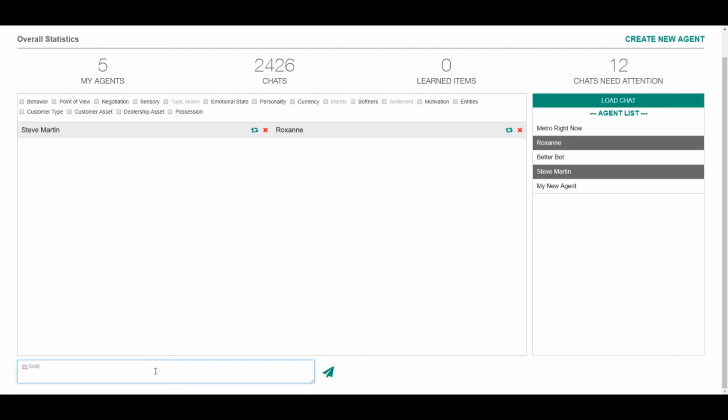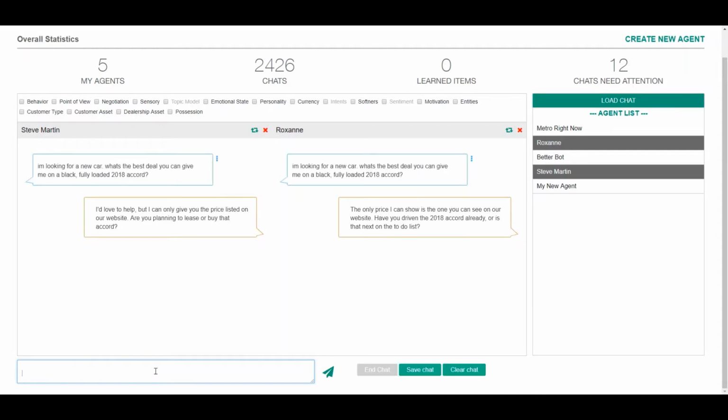Let's just say I'm looking for a new car. What's the best deal you can give me on a black, fully loaded 2018 Accord, right? Using Metro Honda stuff, we'll use a Honda Accord, and they both give decent answers here, right? You can see, I'd love to help, but I can only give you the price listed on our website. Are you planning to lease or buy? The other one says the only price I can show is the one you can see on our website.